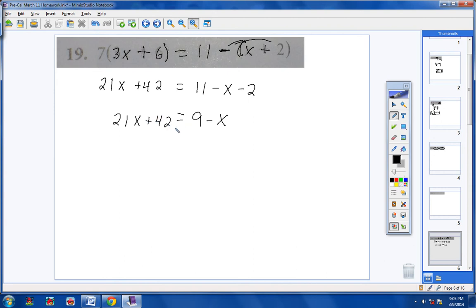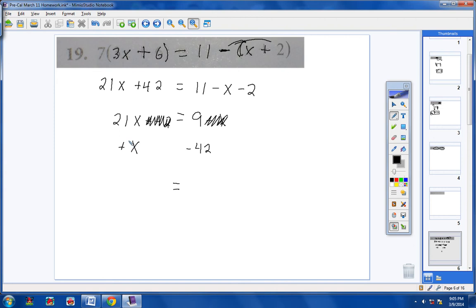Now, remember, our next goal is to get the x's on one side and the constant terms on the other. So I'm going to take this negative x right here, and I'm going to bring it over to the other side and put a positive x, okay? Then I'm going to take this positive 42, cross it off, bring it over here and put a negative 42. All right, bring down your equal sign.